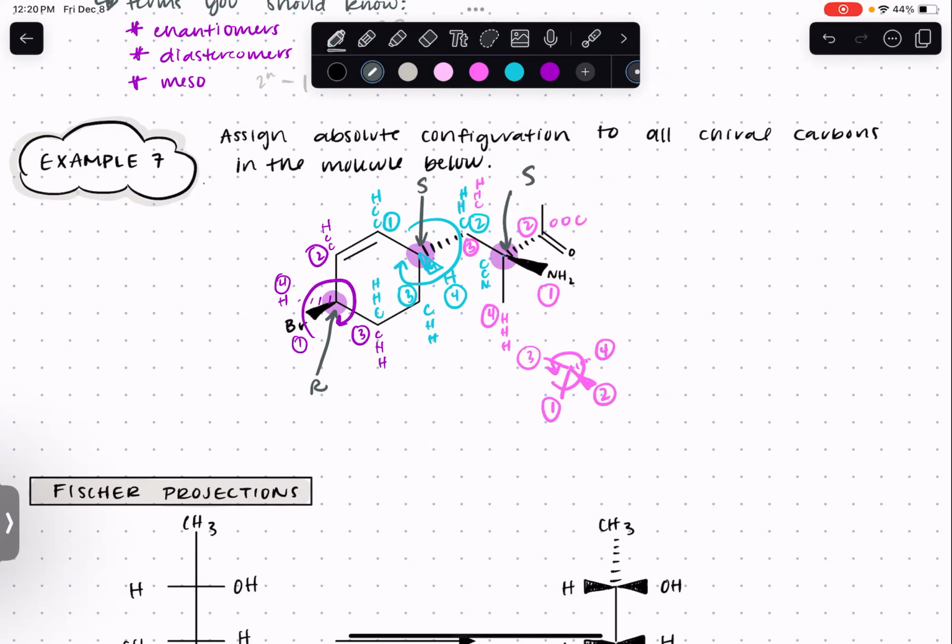Wait, so why did you have to redraw it? Because my number 4 group wasn't on a wedge or a dash. So for us to be able to just look at where 1, 2, and 3 are, 4 has to be either on a wedge or on a dash, so I can assign it normally. Whatever we get, when it's in the plane of the paper, I can't do that. I have to rotate it so that either my 4 group's in the back or it's on the wedge.